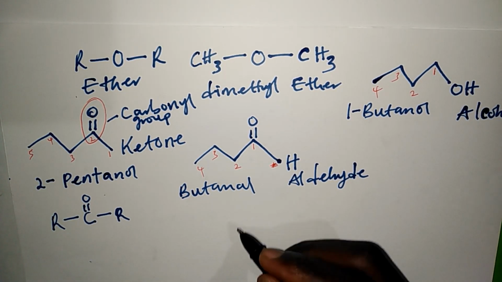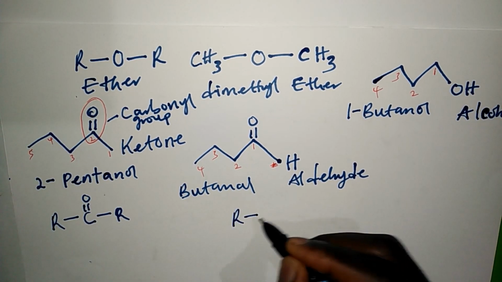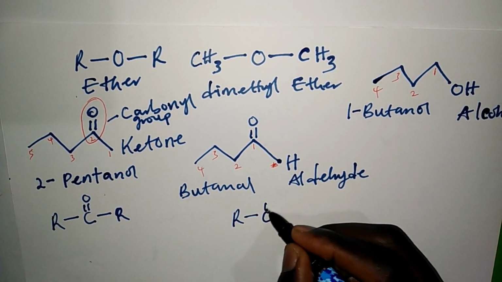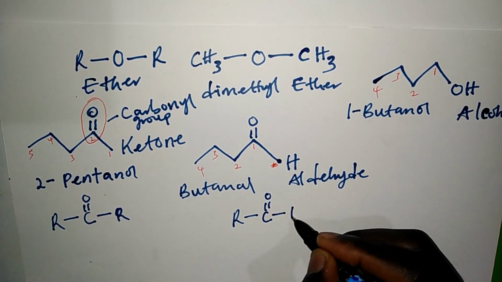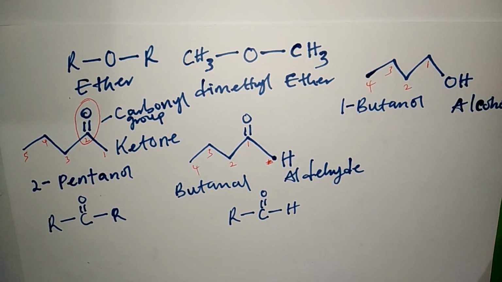Then we have a generic form for an aldehyde. A generic form for an aldehyde is R. So this is the generic form for an aldehyde. In this case, we have a hydrocarbon group, then we have the carbonyl carbon, and we have the hydrogen.